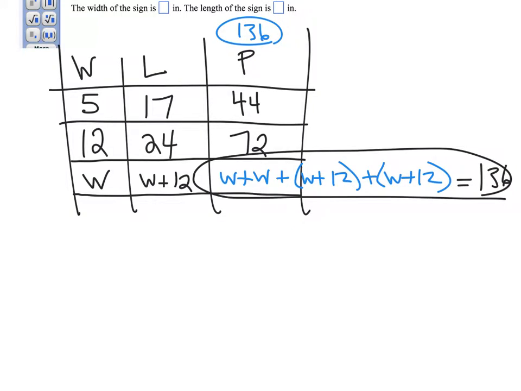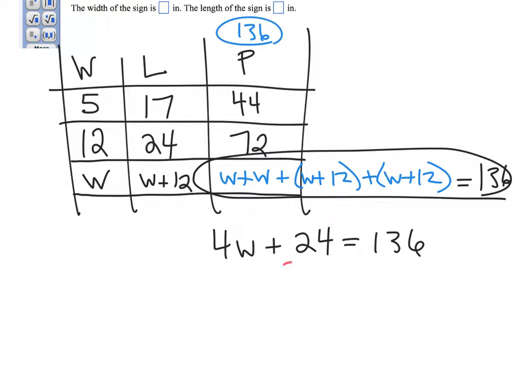And I'm going to combine like terms. So I see W 4 times. So that's going to be 4W plus 24 has to equal 136. See that? W plus W plus W plus W is your 4W. 12 plus 12 is your 24, and our goal is we want that perimeter to be 136.